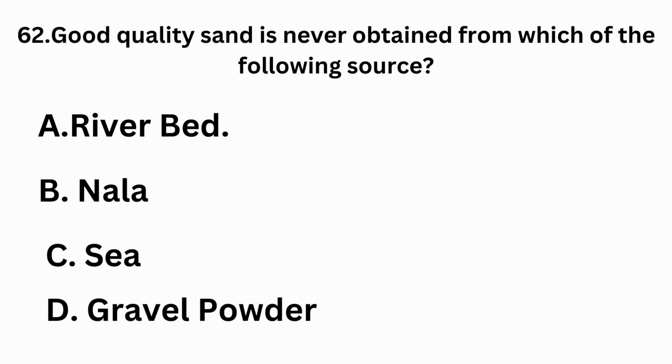The next question is: good quality sand is never obtained from which of the following sources? A. Riverbed, B. Nala, C. Sea, and D. Gravel powder. Right answer is C, sea. Sea sand is generally unsuitable for construction purposes due to its high salt content.